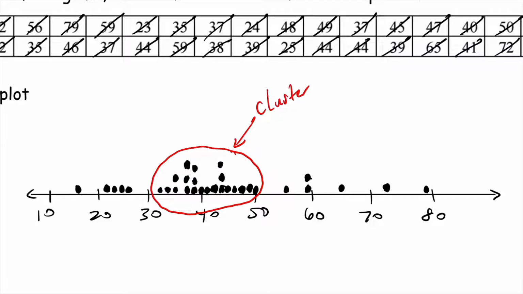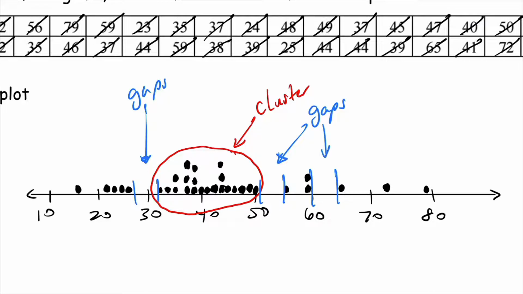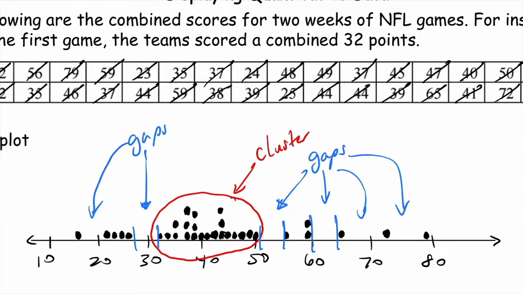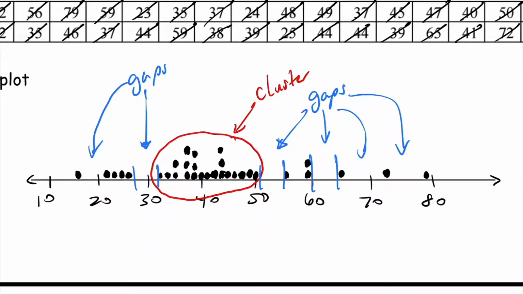And then we have some gaps. You have some gaps here, you have some gaps here. These are gaps. Gap here, gap there, gap there, right? So a lot of the data is clustered around a little bit over 30 to 50.